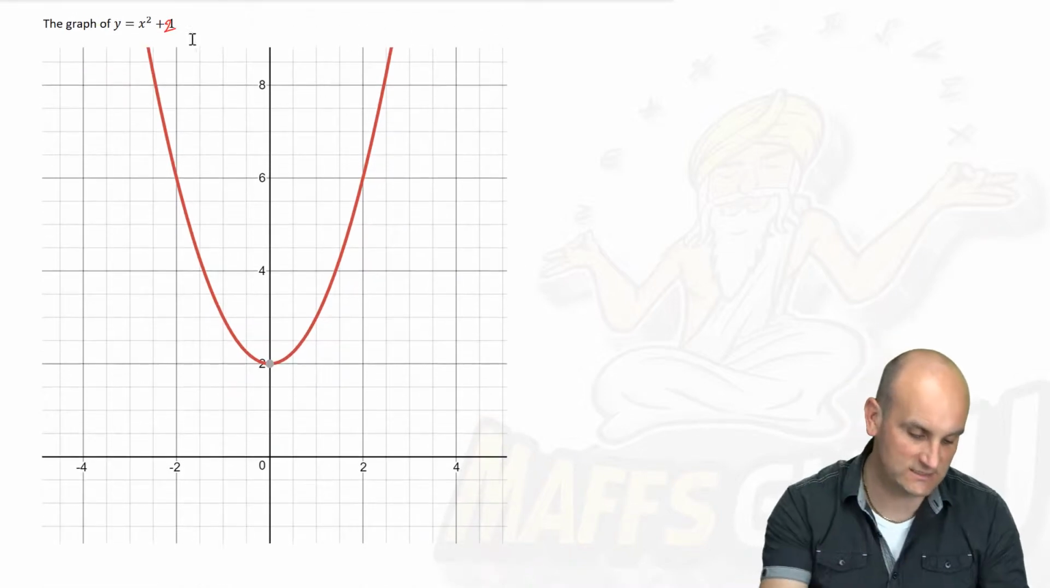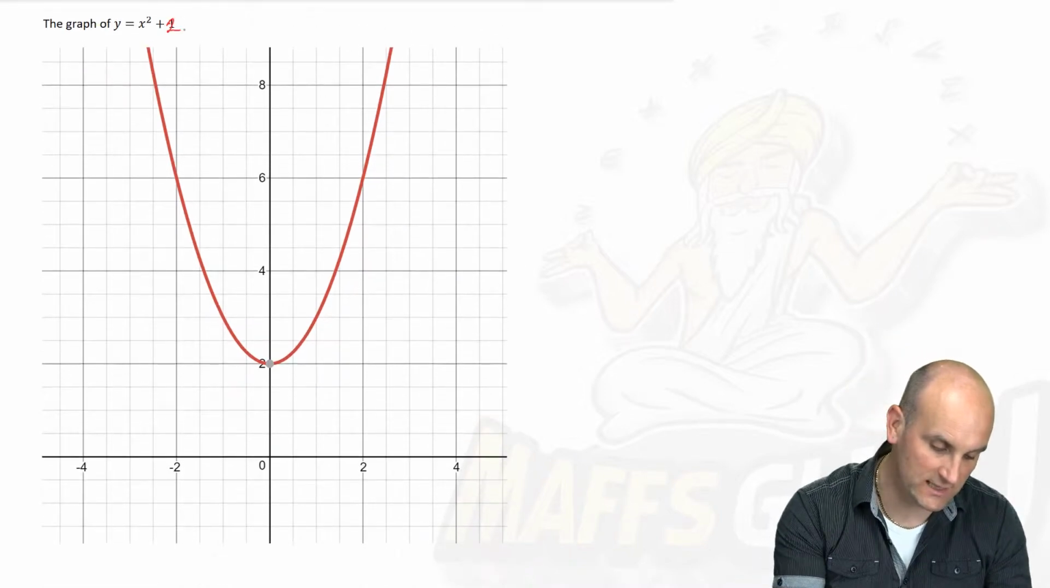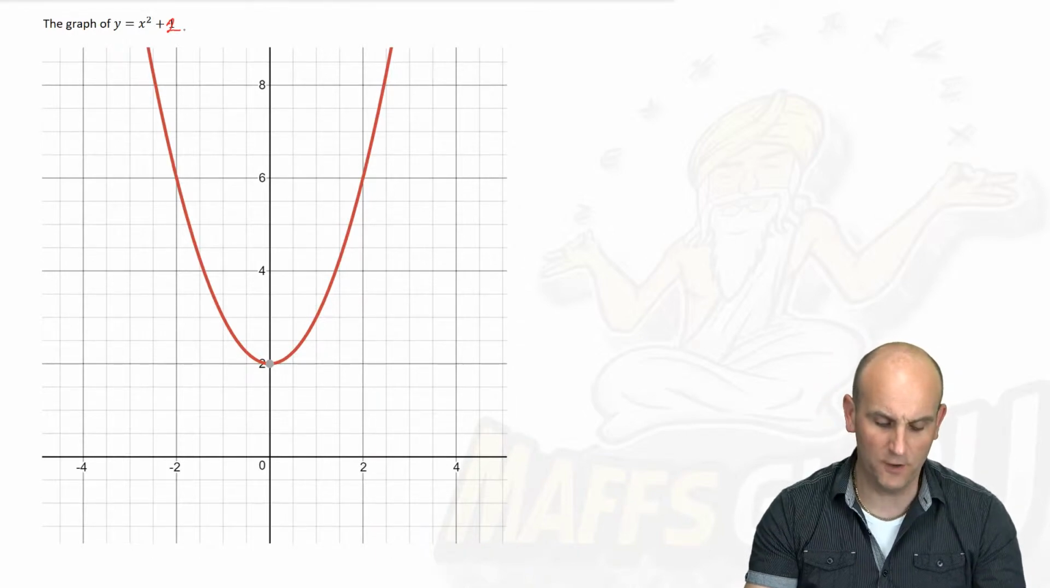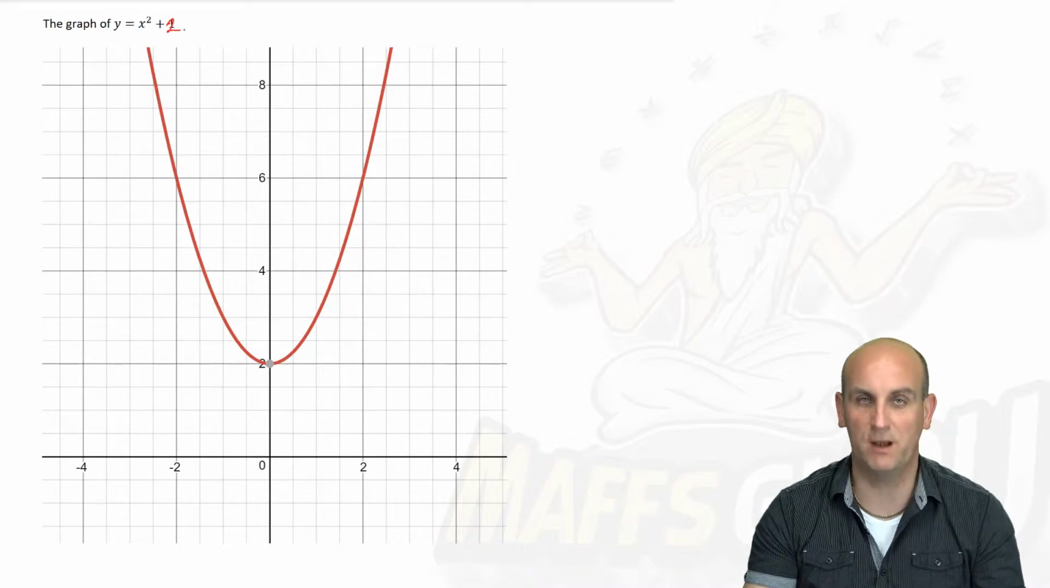Here's another one. Now, apologies, this actually doesn't say 1. Let's just change that to the value of 2, and I'll change this on the printed notes that you can download from MaffsGuru.com. Here we go, here's another graph, Y equals X squared plus 2.